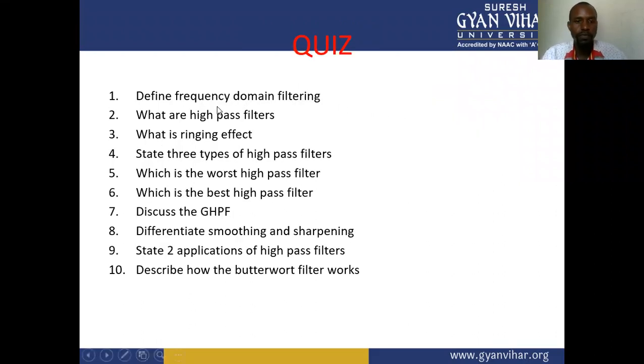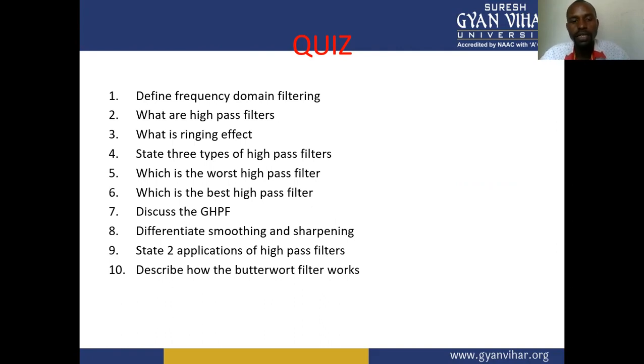So this is the quiz that we look at. The first question is, define frequency domain filtering. Frequency domain filtering is filtering that basically entails enhancing the amplitude and the frequencies of an image. The second question is, what are high-pass filters? High-pass filters are filters that receive low-pass signals as input and then convert them into a high-pass signal.